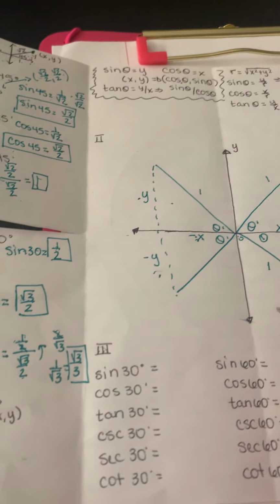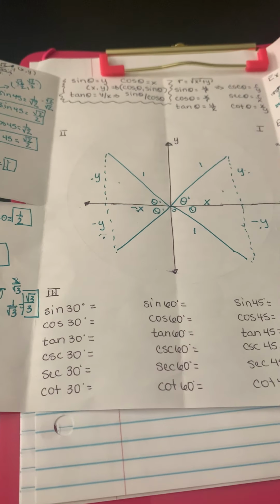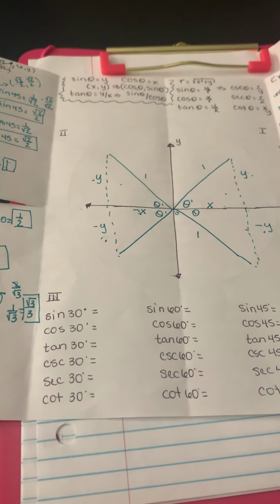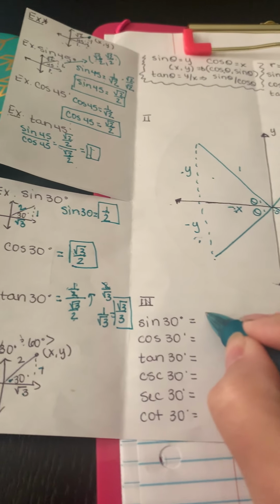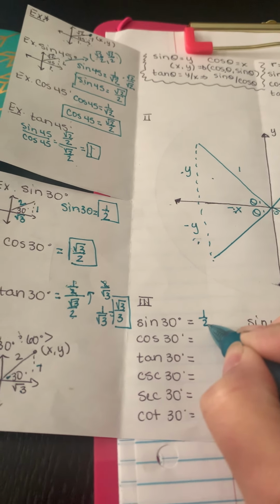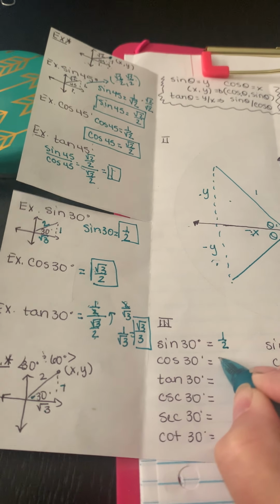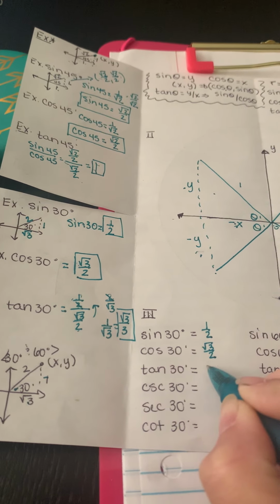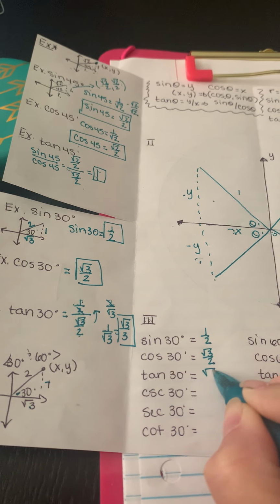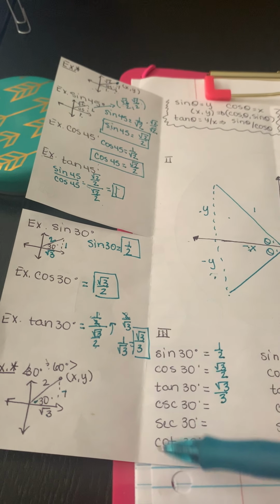Well, there's a nice little chart down here at the bottom that we're going to fill out. This is what you need to know, especially the sine, cosine, and tangent ones. Sine of 30 is 1/2. Okay, we've learned that over here. Cosine of 30 is going to be the square root of 3 over 2. And tangent of 30 is going to be the square root of 3 over 3. Okay, we've already proven those.